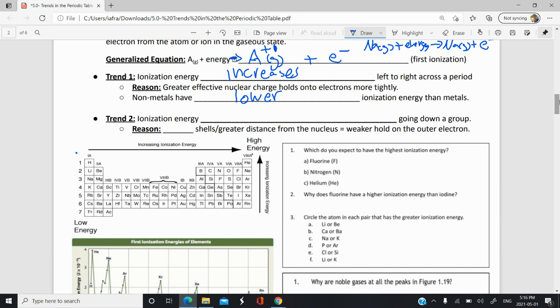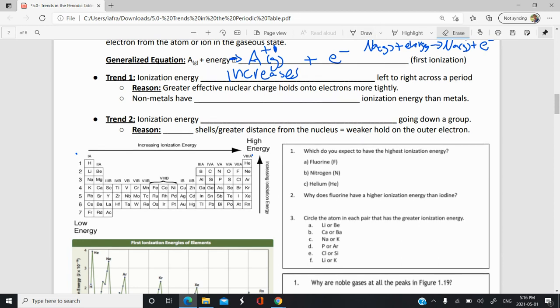That was wrong. I meant to say the opposite. Nonmetals, because they're towards the right, have a higher effective nuclear charge, and because of that, they have a higher ionization energy than metals. So I misspoke earlier, my bad. It's harder to rip away electrons from the nonmetals, but easier to rip electrons away from the metals, just because you don't need as much energy to rip it away from the metals.